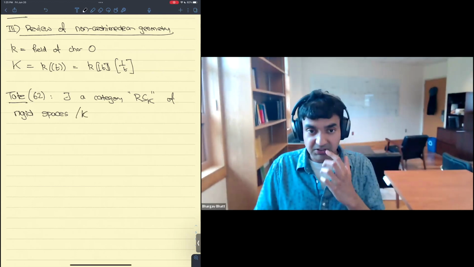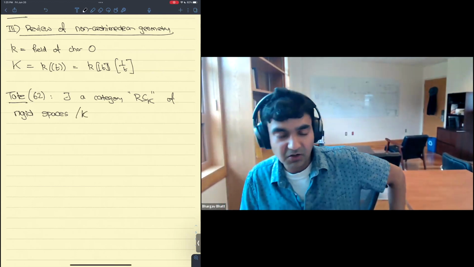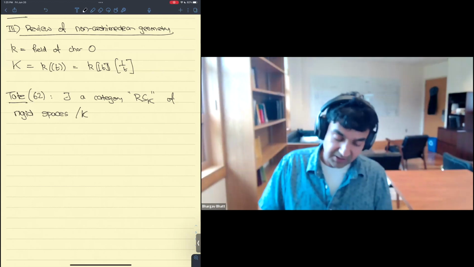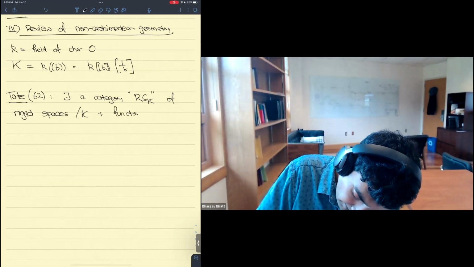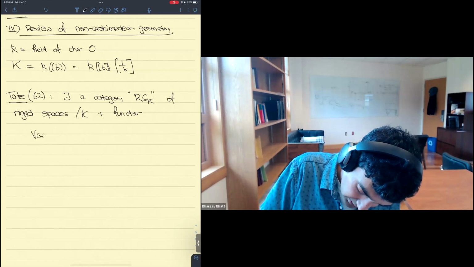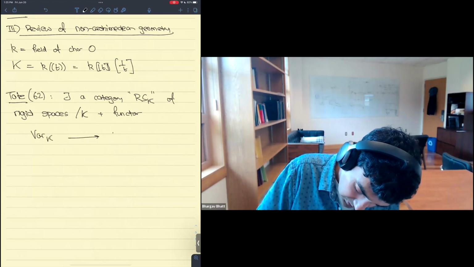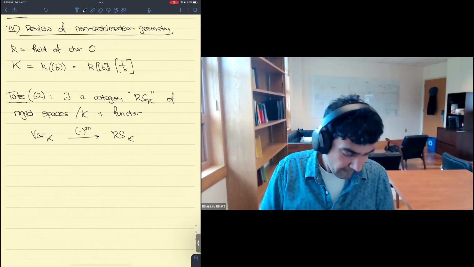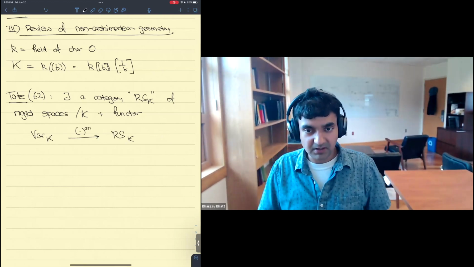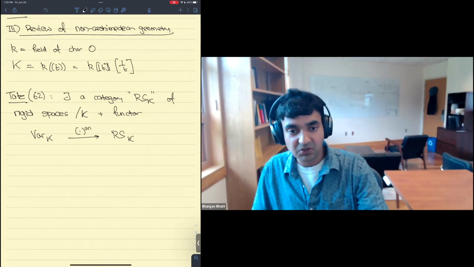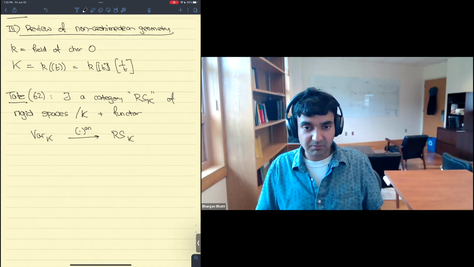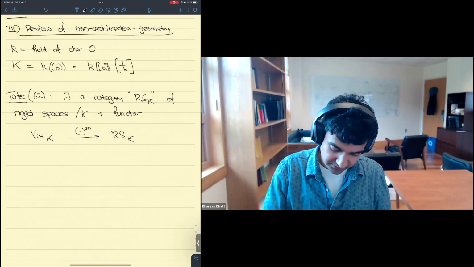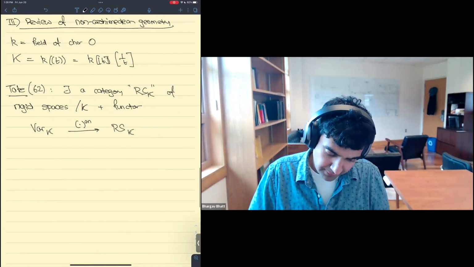And one feature of this category, just like any category, just like the category of complex analytic spaces, is that it comes with an analytification functor, which takes a variety over K to a rigid space over K. And the functor behaves like the analytification functor in complex geometry. So it doesn't kill anything, and on proper objects, it's fully faithful, etc.